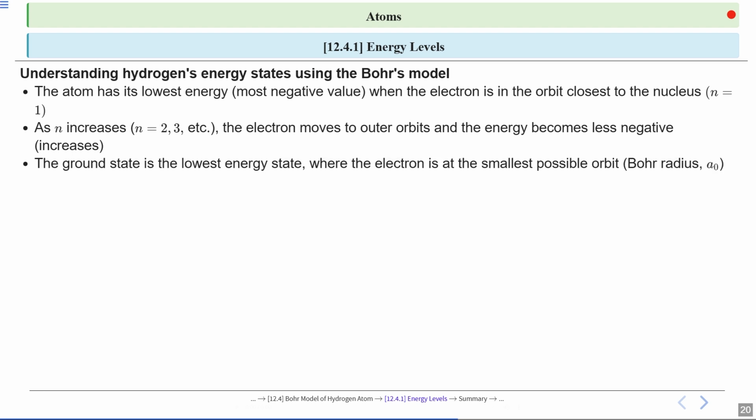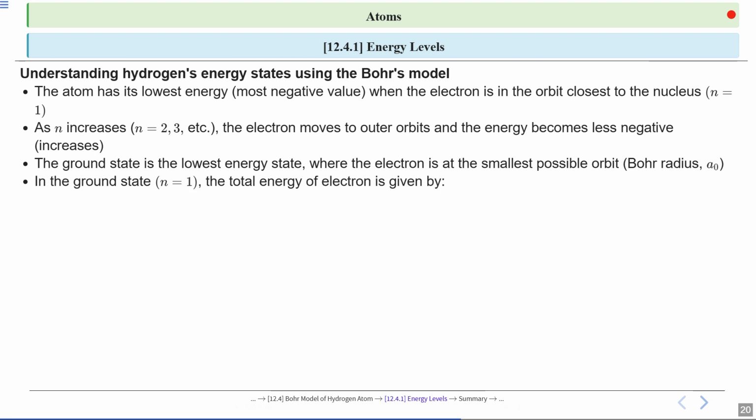The ground state refers to the lowest energy state of the atom, where the electron is in the smallest possible orbit called the Bohr radius. The Bohr radius is a specific distance from the nucleus, about 5.29 times 10 to the power minus 11 meters. This is the most stable arrangement for the hydrogen atom.